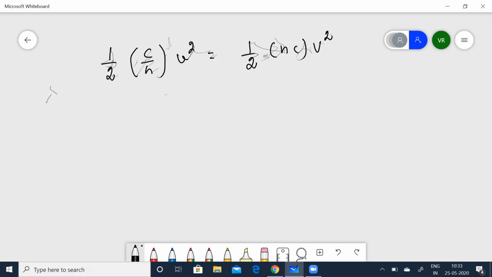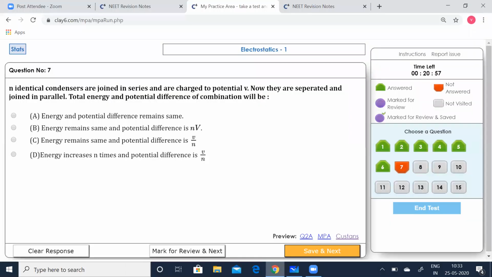Since they are going to be equal, you can see that small v is equal to capital V by N. So the energy is the same, and the potential difference is V by N. Let's see which option is correct. The potential energy remains the same and the potential difference is V by N. C option is correct.